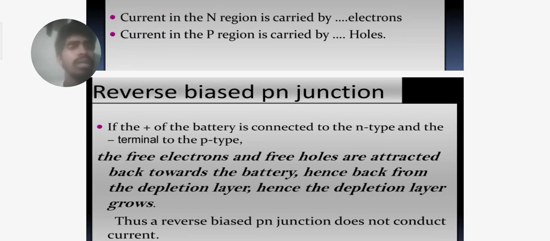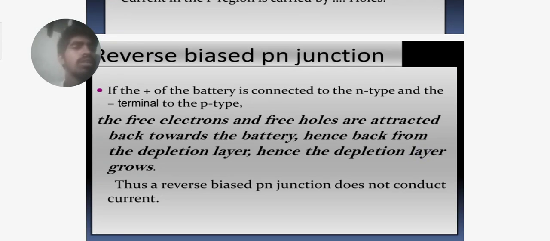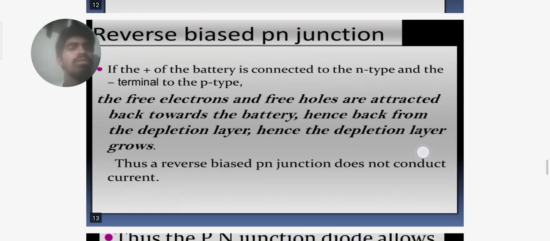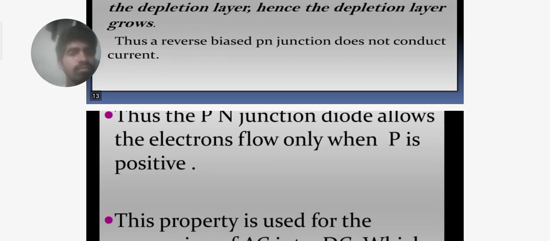Next, reverse biased junction. If the positive of the battery is connected to the n type and the negative terminal to the p type, the free electrons and the free holes are attracted back towards the battery, hence back from the depletion layer, hence the depletion layer grows. Thus the reverse biased p-n junction does not conduct current.